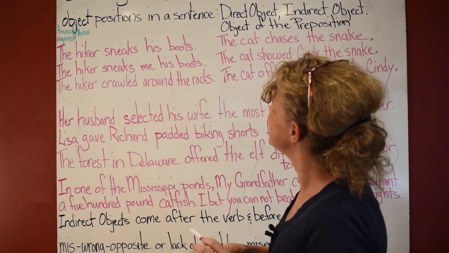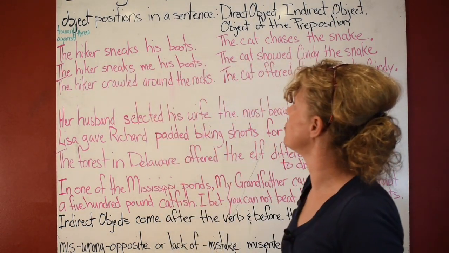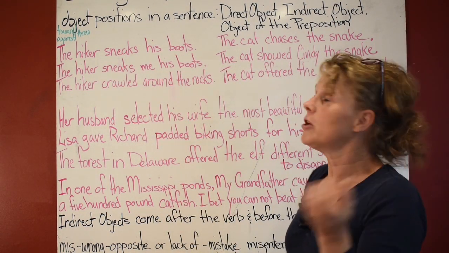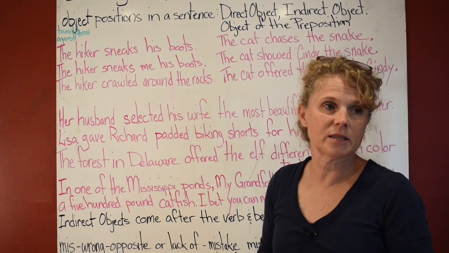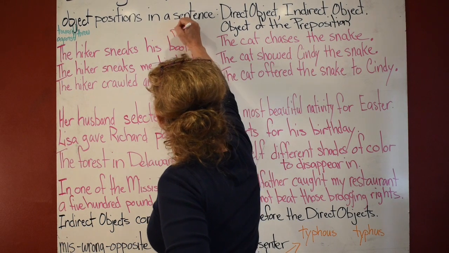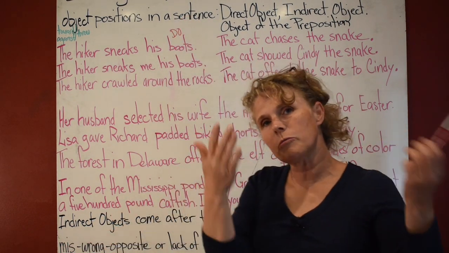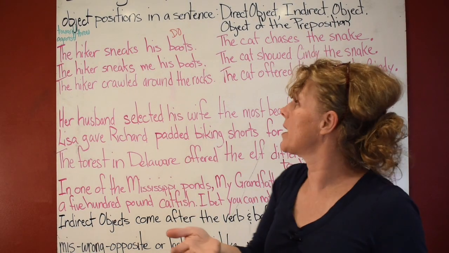The hiker sneaks his boots. Now, you guys tell me, can you immediately find the direct object in this sentence? Is it sneaks? Boots. So the direct object is the boots. Now, how do we find that though? So Daniel actually has studied that quite a bit.